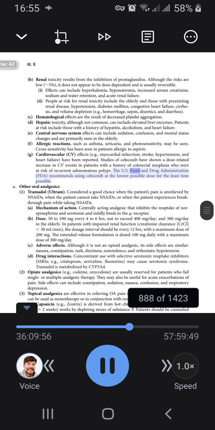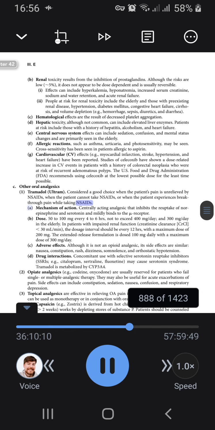The U.S. Food and Drug Administration, the FDA, recommends using celecoxib at the lowest possible dose for the least time possible. C. Other oral analgesics. 1. Tramadol, Ultram. Considered a good choice when the patient's pain is unrelieved by NSAIDs, when the patient cannot take NSAIDs, or when the patient experiences breakthrough pain while taking NSAIDs.